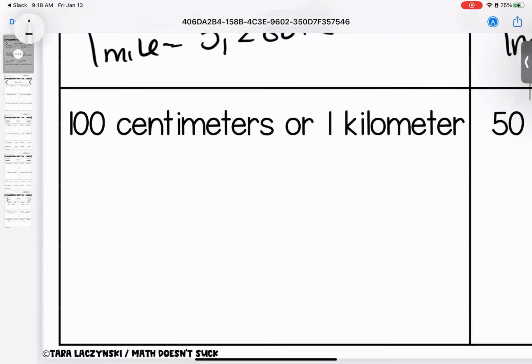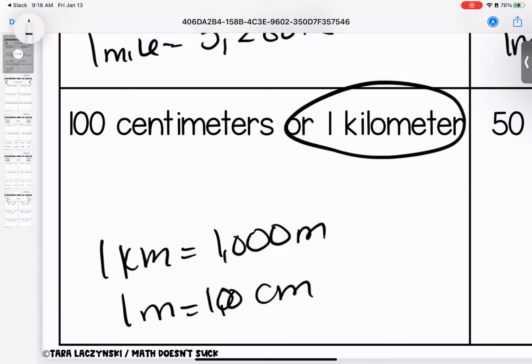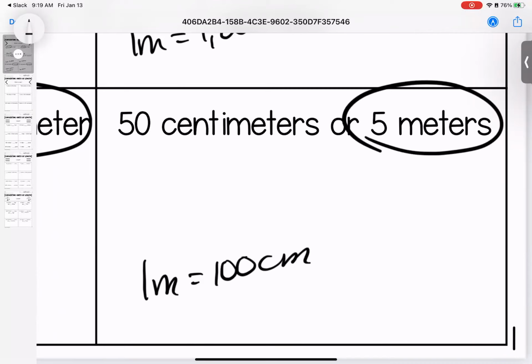Coming down here, 100 centimeters or 1 kilometer. 1 kilometer is 1,000 meters. And if we convert that even further, 1 meter is 100 centimeters. So using that knowledge, 1 kilometer is going to be greater. 50 centimeters or 5 meters. 1 meter is 100 centimeters. So 5 meters is going to be the greater value.